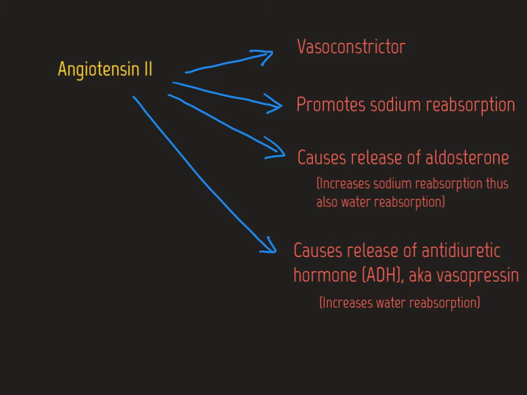This is just one of the many examples in the body of how negative feedback works to maintain homeostasis within the body. I do hope this video helped you to understand how the renin, angiotensin, aldosterone system works.